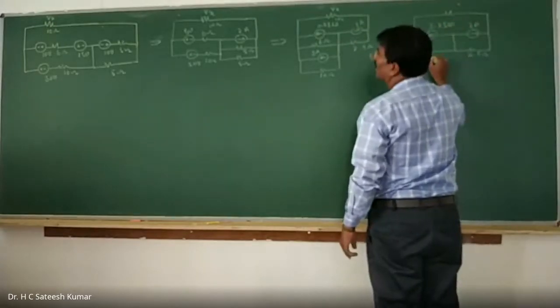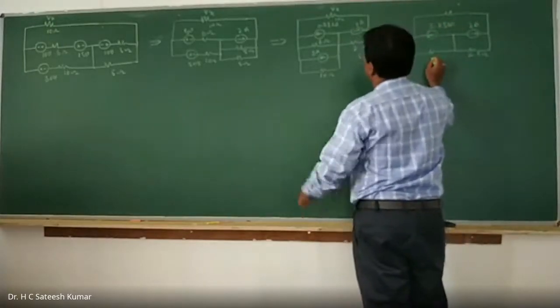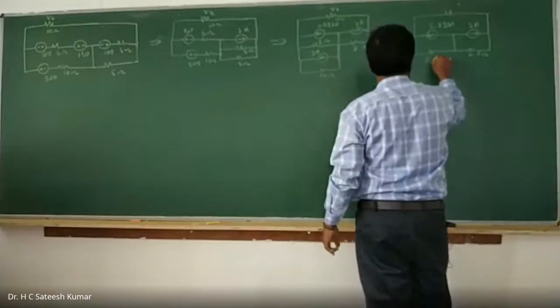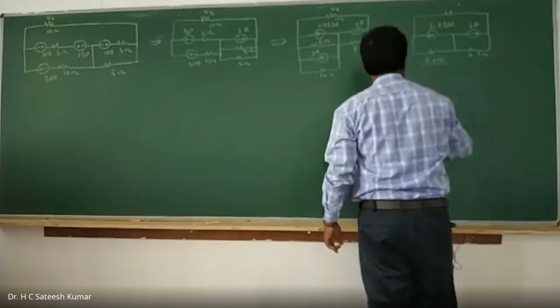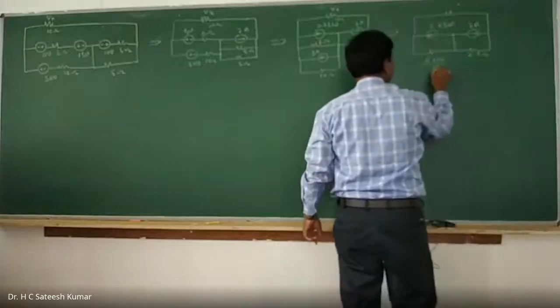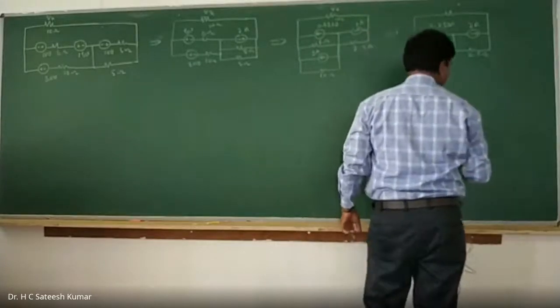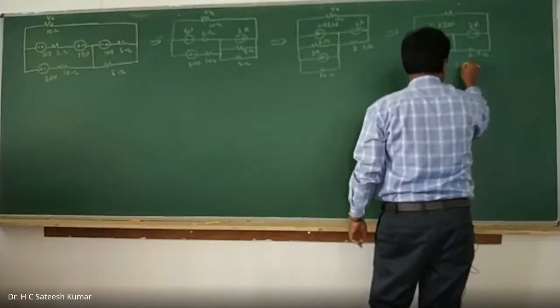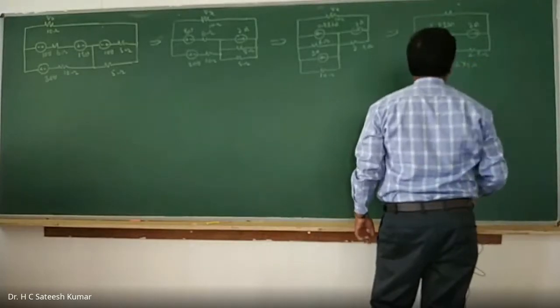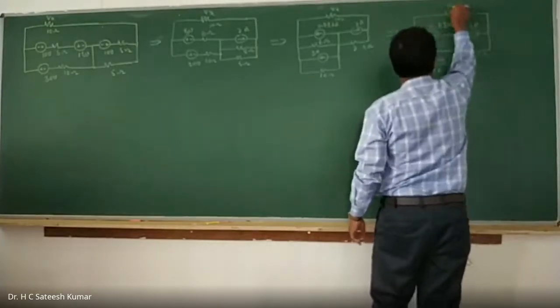amps. And this resistance will be what? 6 is in parallel with 10, 6 into 10 divided by 6 plus 10, 16. How much is this? 3.75 ohms we will get. Okay, right, this is Vx, 10 ohms.